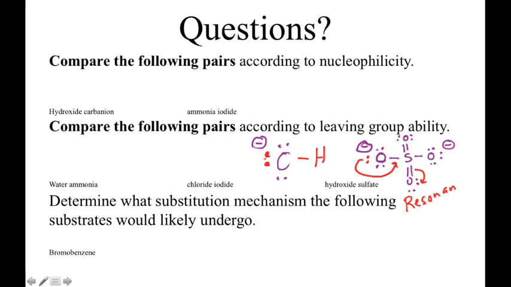What does resonance do to reactivity? It decreases reactivity, so we get lower reactivity, which means it's a weaker base, which then means it's a better leaving group, or just LG.